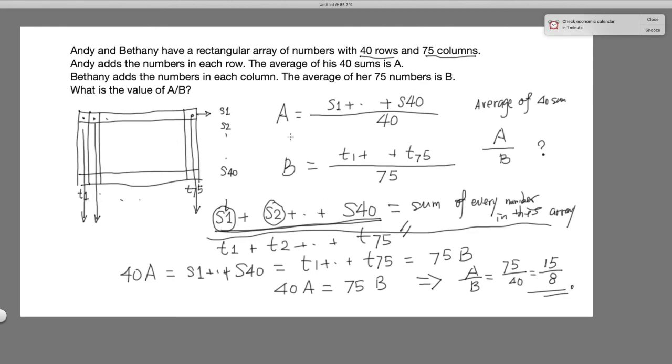So just a bit of a review of this question. What we're doing here is realizing there's some kind of invariant. You realize the sum of the sums of each row is actually a constant, equals the sum of everything, equals the sum of T1 through T75, the sum of every column, and you sum them together. And that's the key to this question.